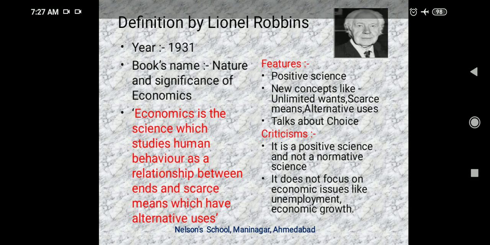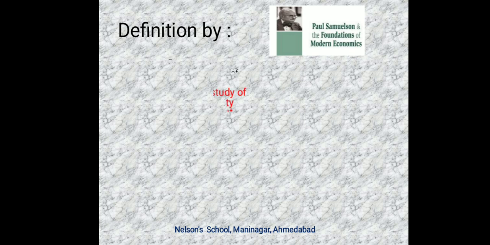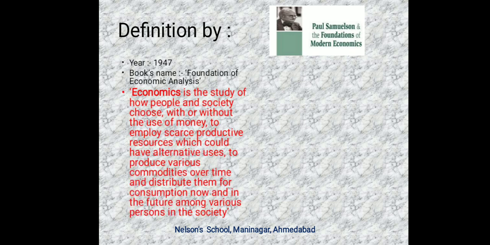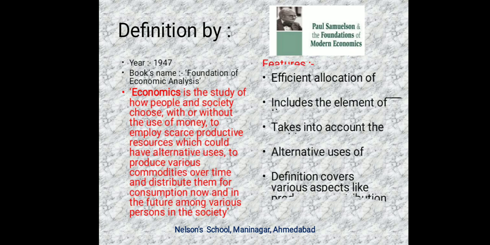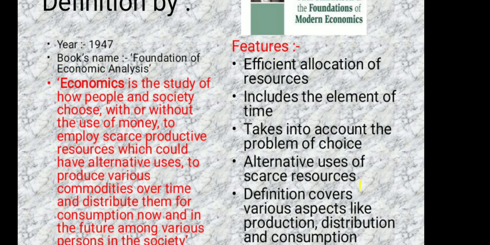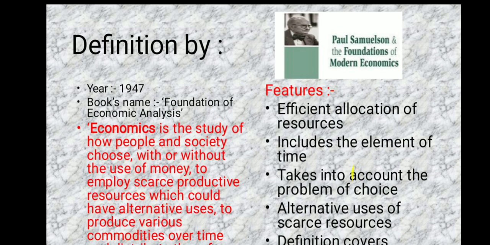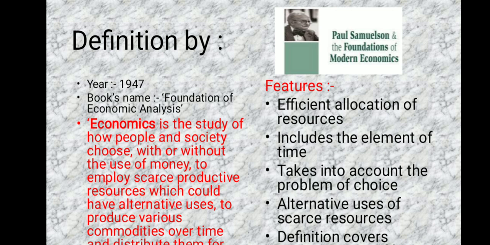Moving on to the last topic of today, which is the definition of economics given by Paul Samuelson. Now, the full name of Paul Samuelson is Paul Anthony Samuelson. He was an American economist, the first American to win the Nobel Memorial Prize in Economic Sciences in 1970 for his outstanding contribution in this field. The definition that he gave is a bit too long.